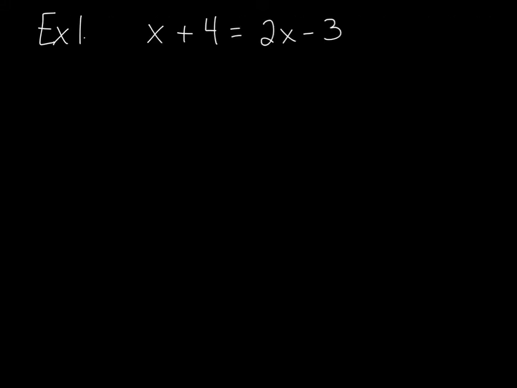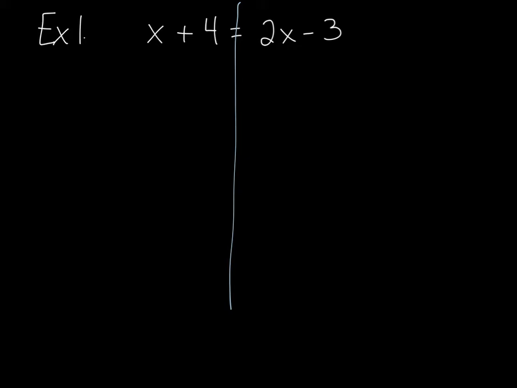All right, so our first example says x plus 4 equals 2x minus 3. So I'm going to do this problem actually in two different ways, okay? Because the joy about multi-step problems like this is that you can do them in a different order and still get the same answer. So we're going to put our bar down here. Again, the goal is to isolate the variable.